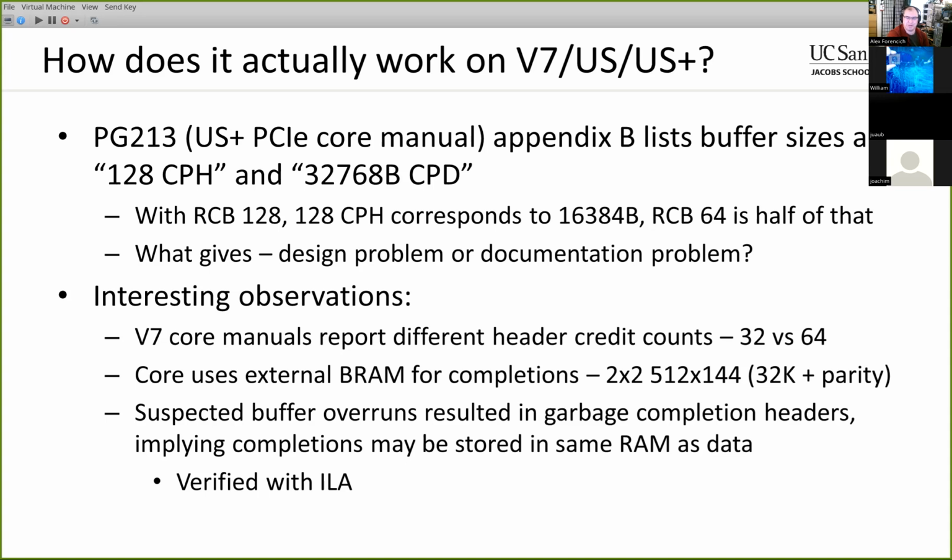Another thing is that the core uses external BRAM for storing the actual completions. On UltraScale Plus, it's a weird configuration. It consists of basically two parallel memories, each one with two banks, and each bank is 512 by 144. So 512 entries, 144 bits wide. That results in 32 kilobytes plus parity bits, which kind of squares with the 32,768 bytes in the table.